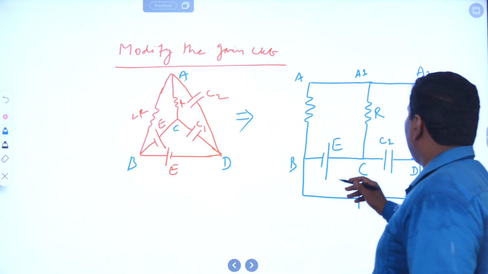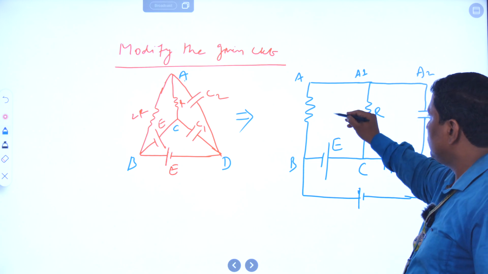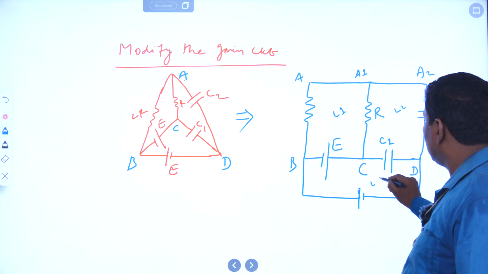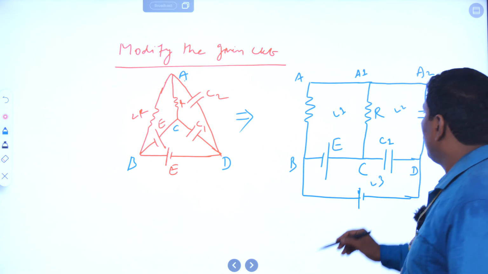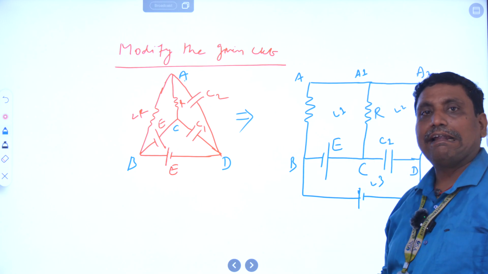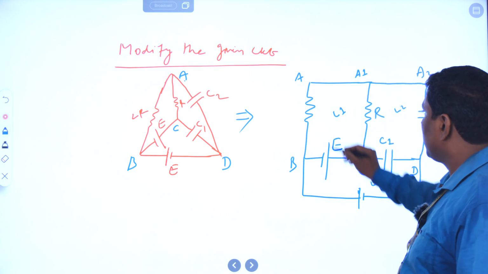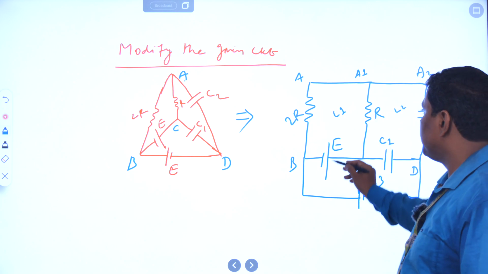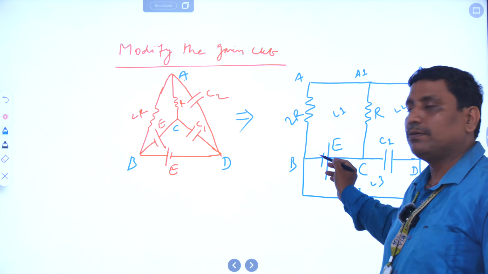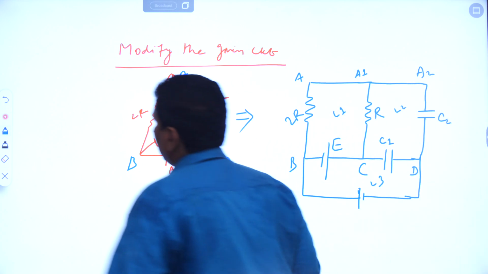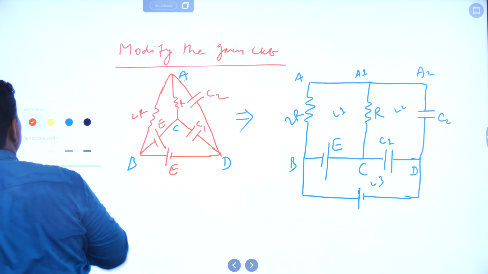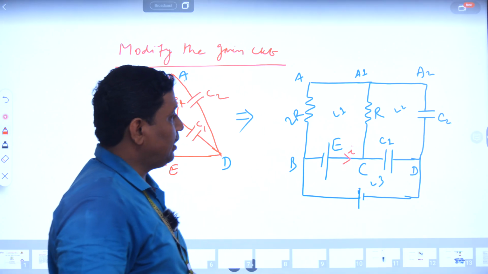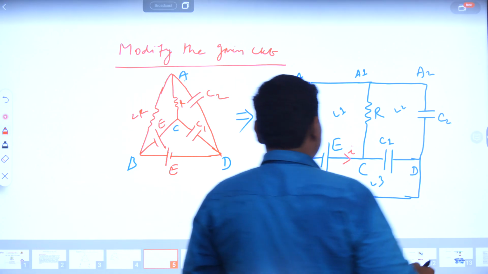In this circuit, 3 closed loops are available. This is one closed loop, this is the second closed loop, this is the third closed loop. Clear? Using the first closed loop, I can identify the current, because this is 2R resistance, this is R value of resistance, and a battery is available. From the positive plate of the battery, the current will flow. So I mark the current I flowing from the positive plate of the battery.